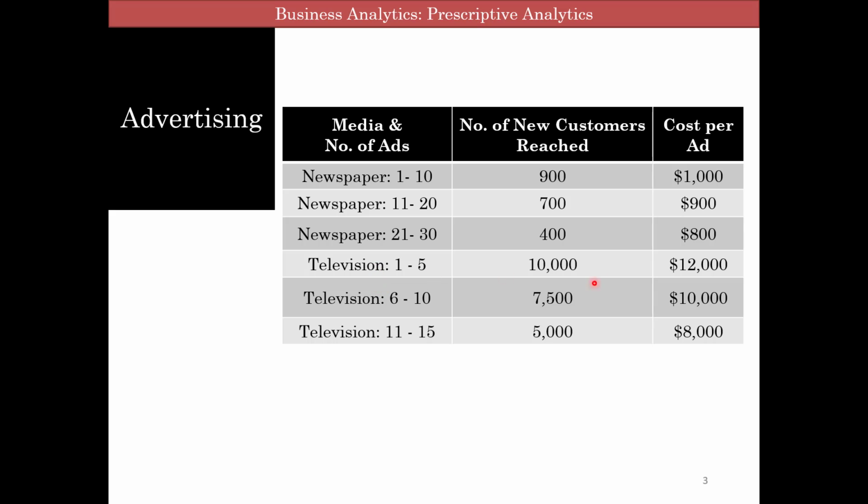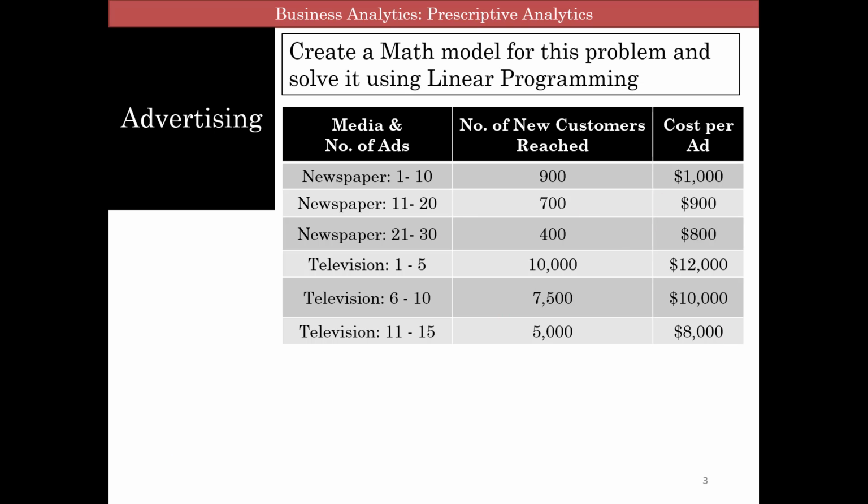Similarly, television 1 to 5 reaches about 10,000 people, 6 to 10 reaches 7,500, 11 to 15 reaches about 5,000. And again, cost per ad reduces. So this information is given to you, and you're asked to create a math model and solve using linear programming.